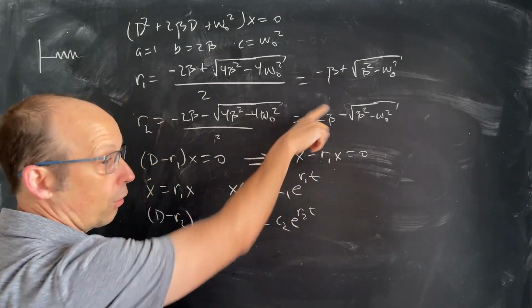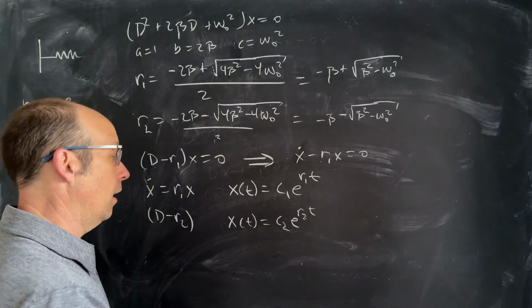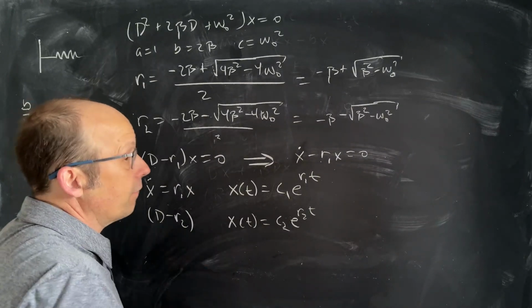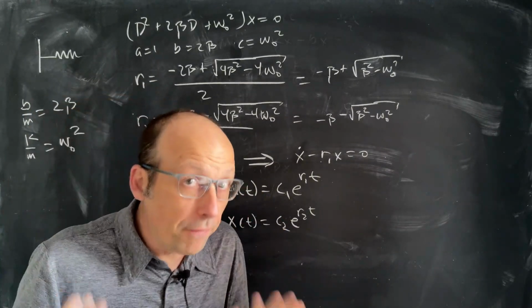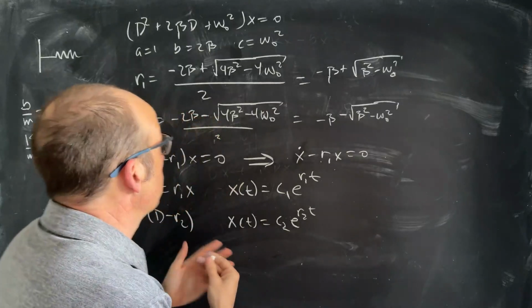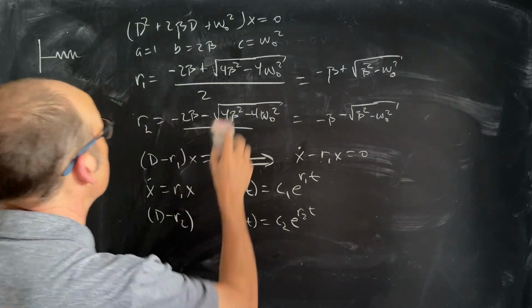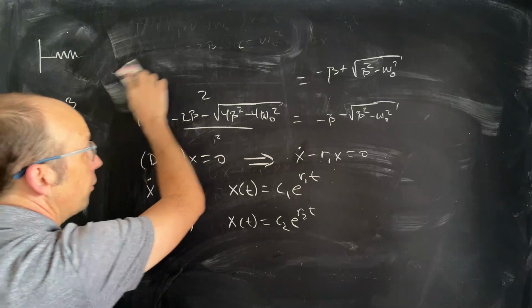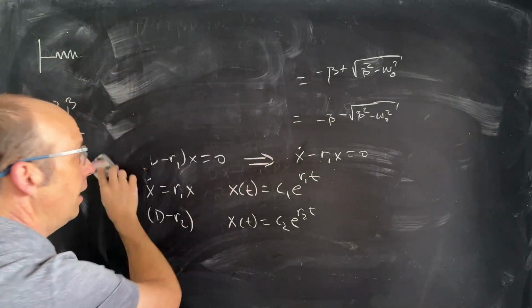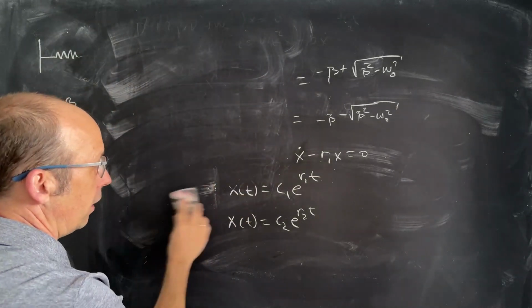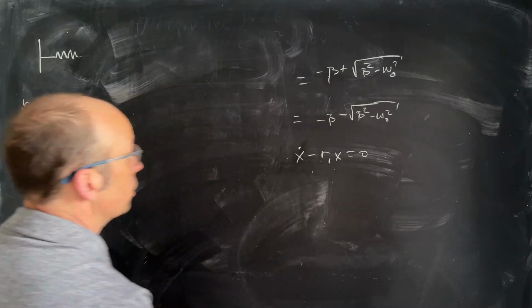And remember, I have R1 and R2. Well, if each of those are a solution, then the sum of those must also be a solution. So now I have my solution. I know you think, wow, that was actually kind of easy. And it wasn't too bad, right? I'm going to leave my R1 and R2 there, just so I have them.